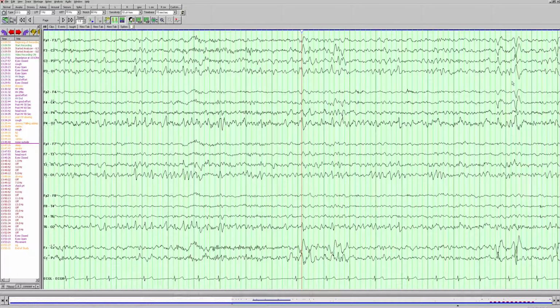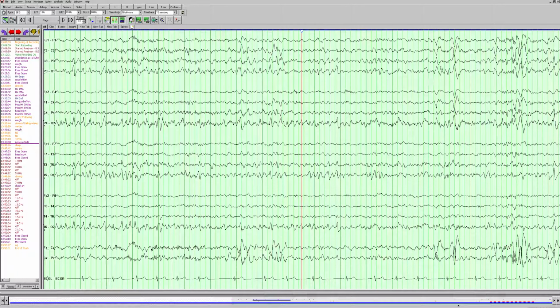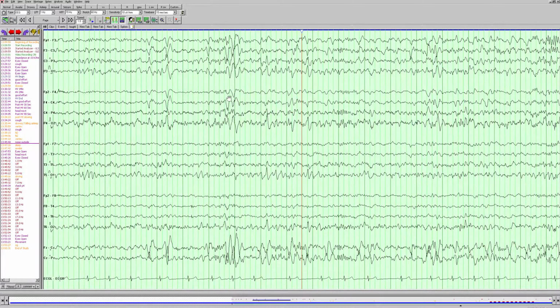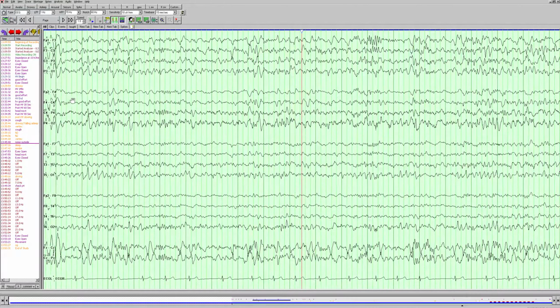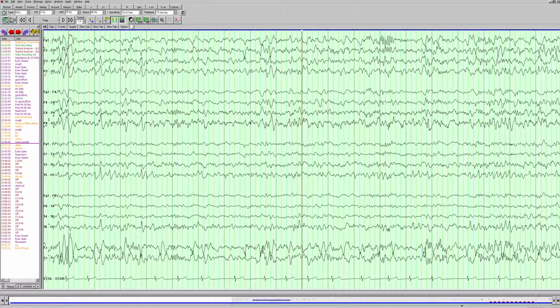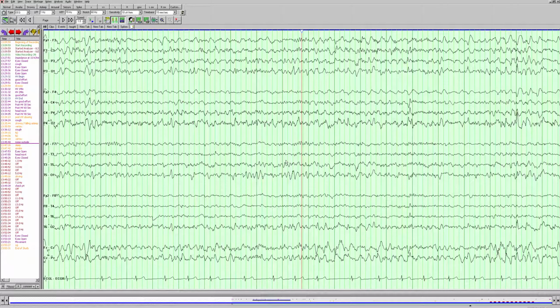And more vertex waves here. See how these are pointing at each other right at the vertex. So if we go ahead and scroll over here, we can see that the electrode that these two have in common is C3, and that's right in the parasagittal region, which is very typical of sleep activity. So C3, C4, and CZ, that's right at the center.